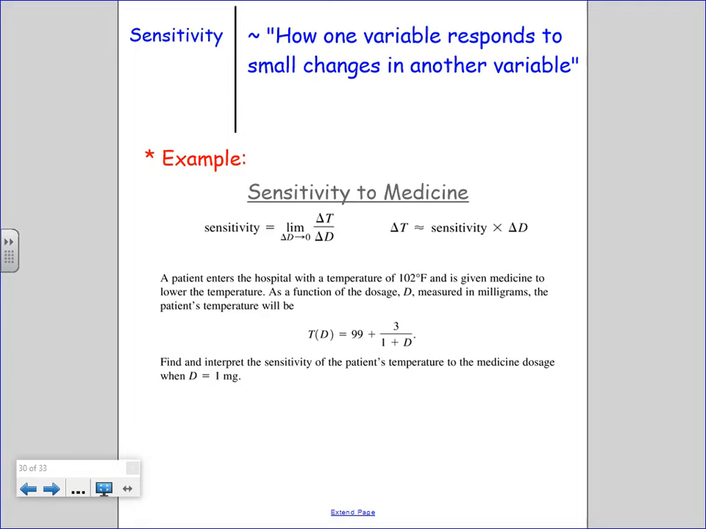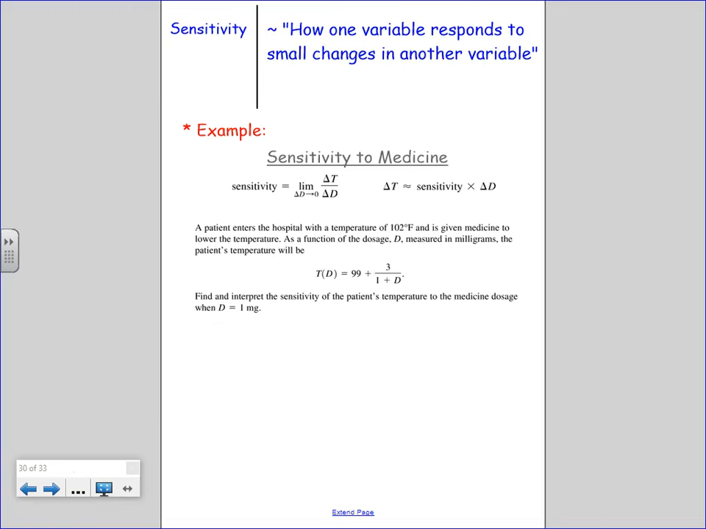So, a specific one: a person comes in with a temperature of 102 and is given medicine to lower the temperature. As a function of the dosage D measured in milligrams, the patient's temperature should be 99 plus 3 over 1 plus D. Find and interpret the sensitivity of the patient's temperature to the medicine dosage when D equals 1 milligram.